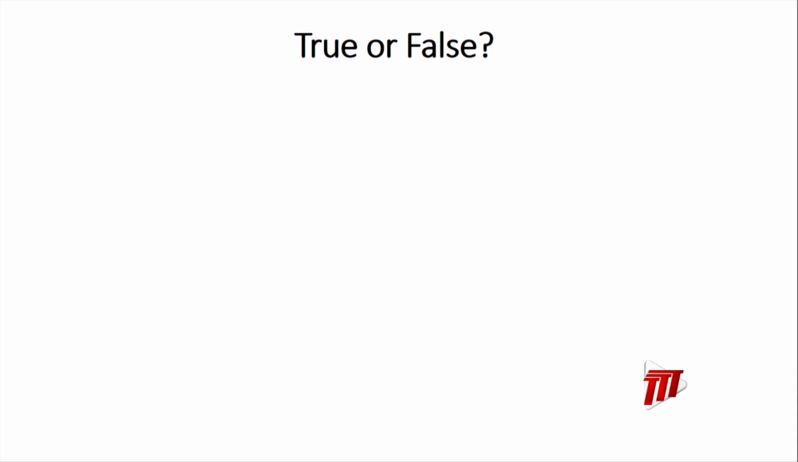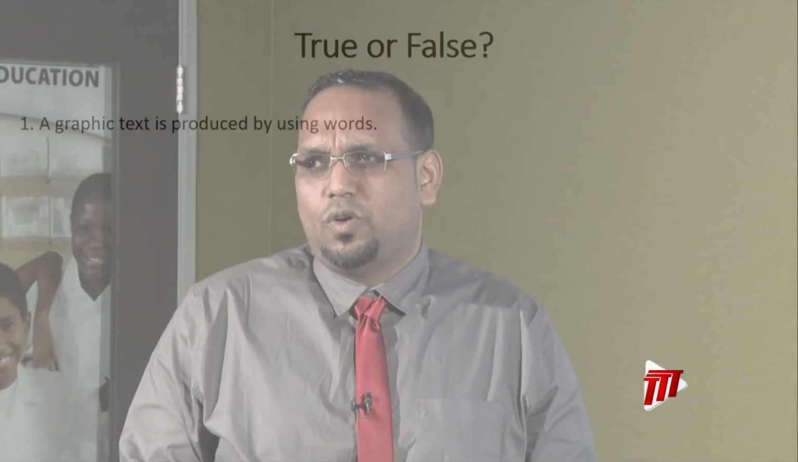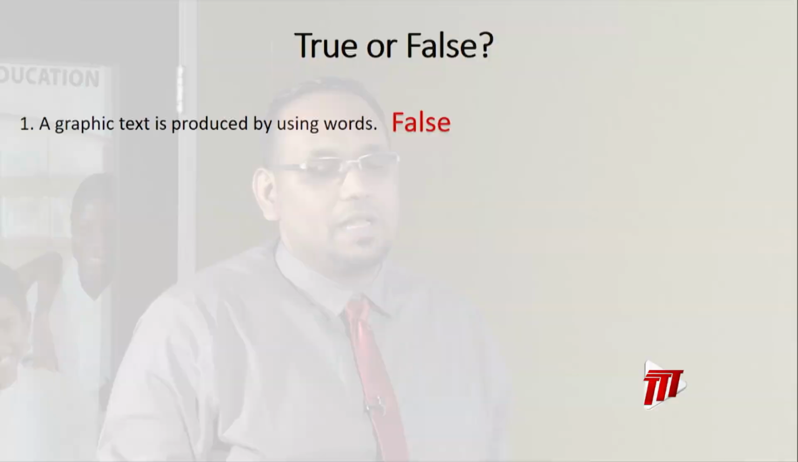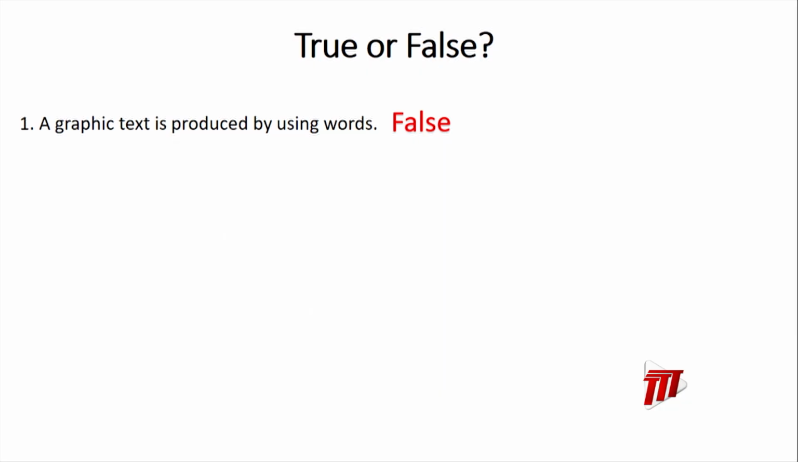So you're going to tell me whether these statements are true or false based on all that I've said so far. Our first question: a graphic text is produced by words only. I'll read the question again. A graphic text is produced using words. Is that true or is that false? I'm pretty sure you know the answer already. This statement is false.